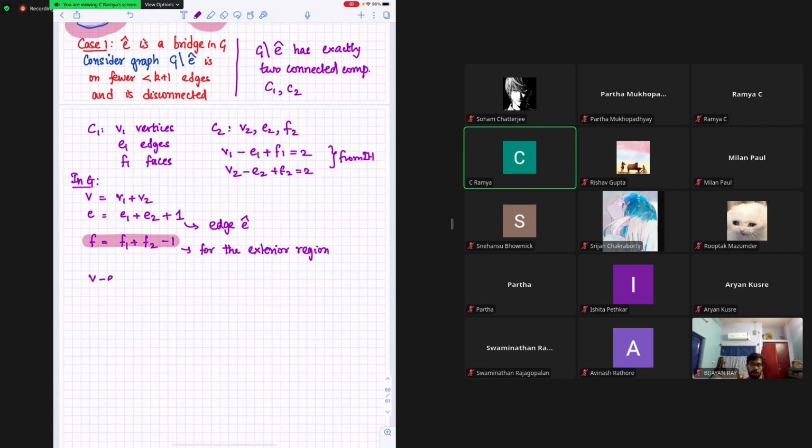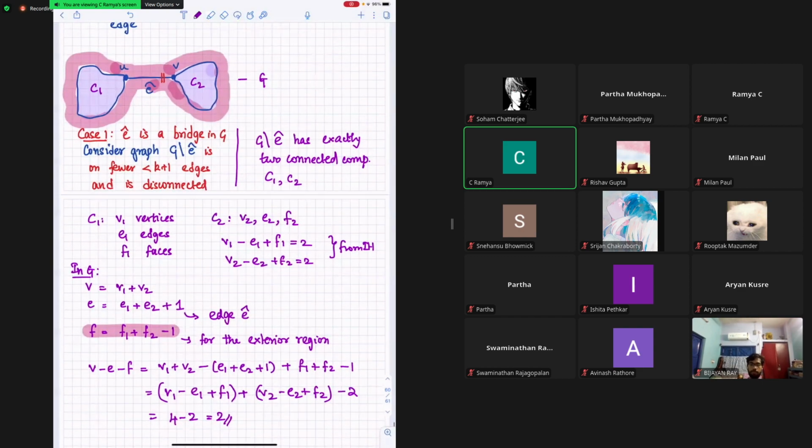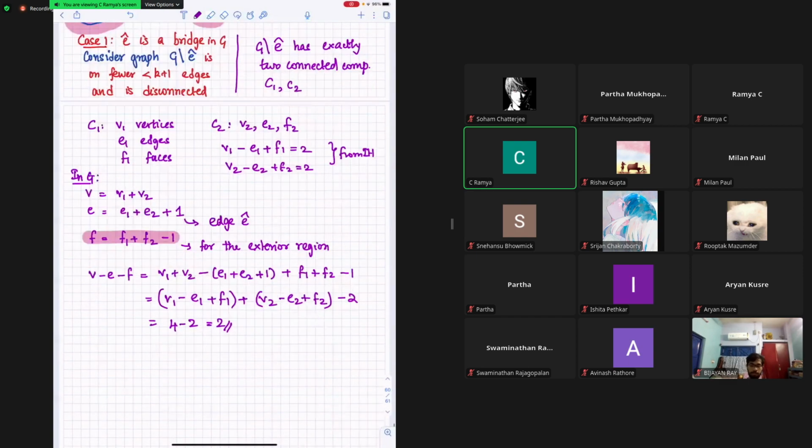Okay, so then let's look at V minus E plus F. This is V1 plus V2, and so on, and then you will get this. This is 4 minus 2. This is in the case when the edge that we remove is a bridge. Now it could be that the edge that we remove is not a bridge. So that's the next case we have to consider.